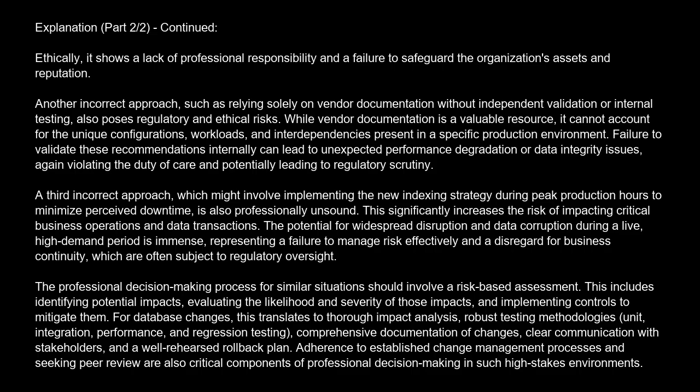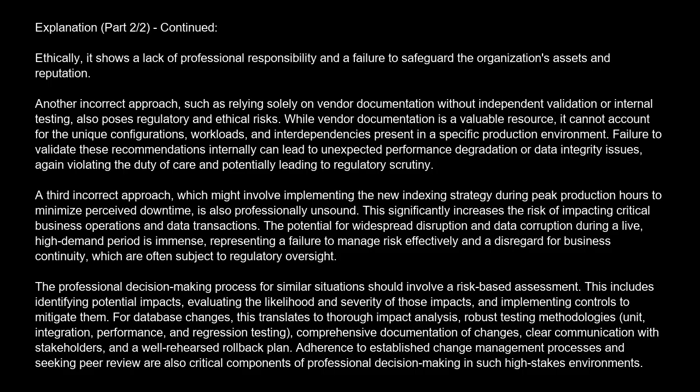and reputation. Another incorrect approach, such as relying solely on vendor documentation without independent validation or internal testing, also poses regulatory and ethical risks. While vendor documentation is a valuable resource, it cannot account for the unique configurations, workloads, and interdependencies present in a specific production environment. Failure to validate these recommendations internally can lead to unexpected performance degradation or data integrity issues, again violating the duty of care and potentially leading to regulatory scrutiny.